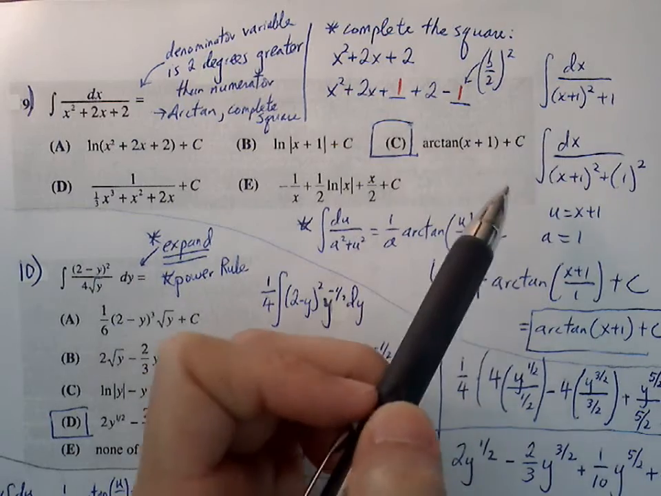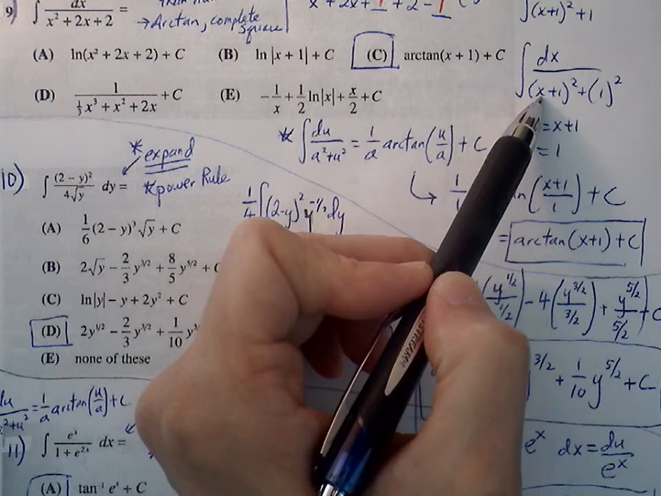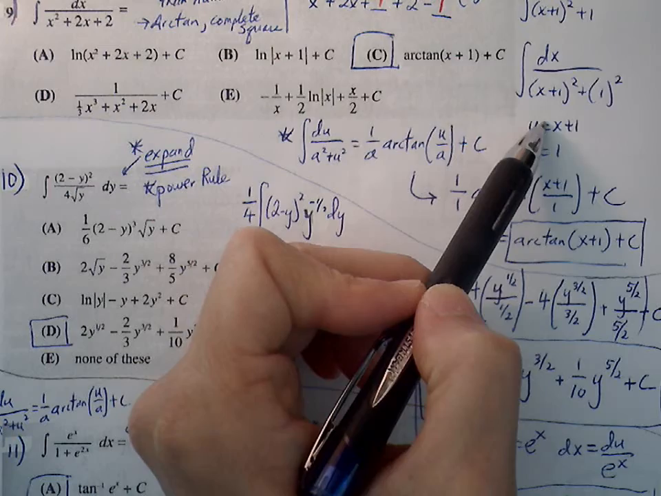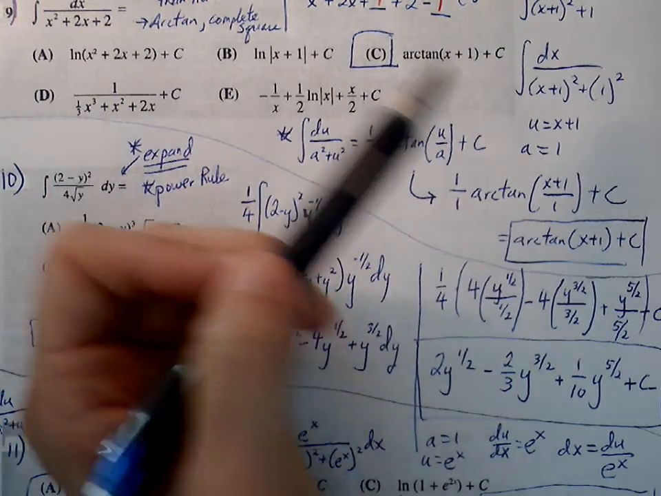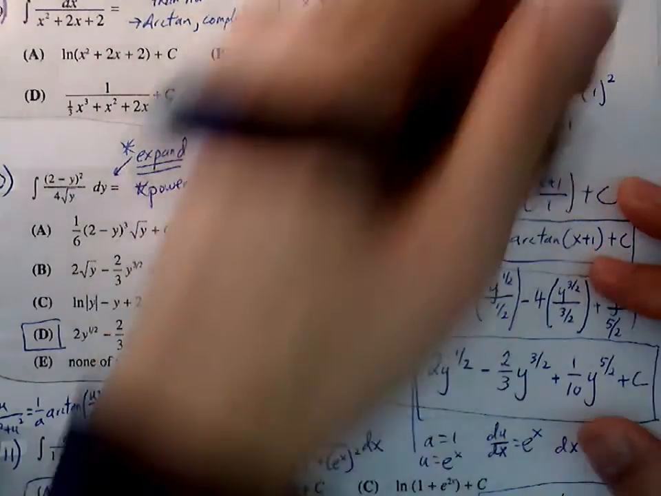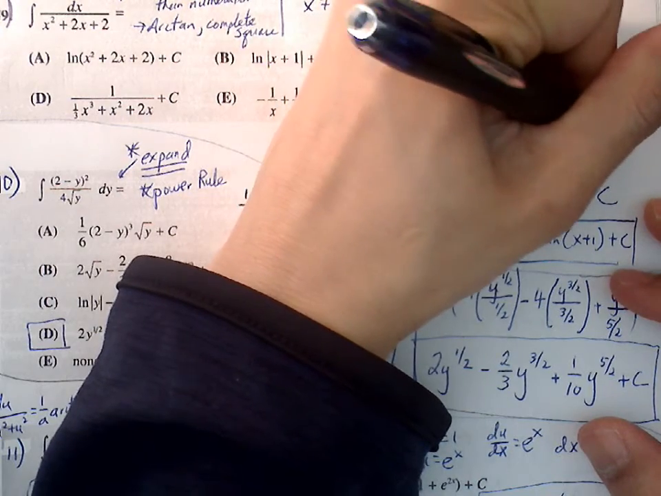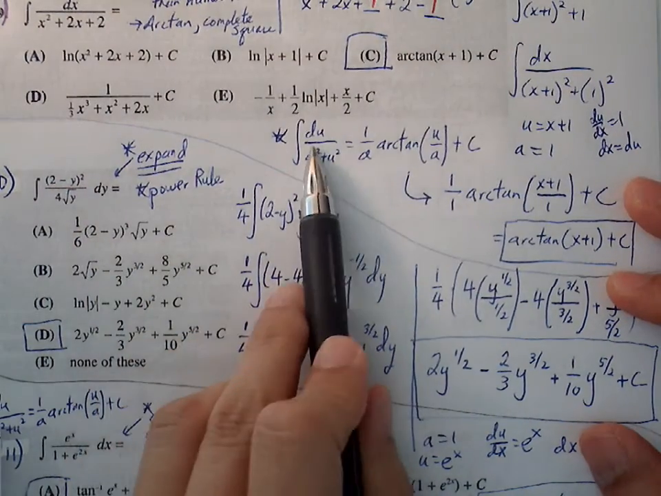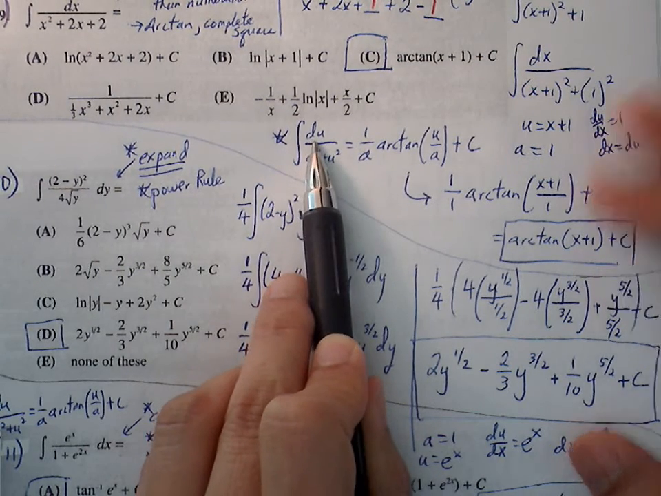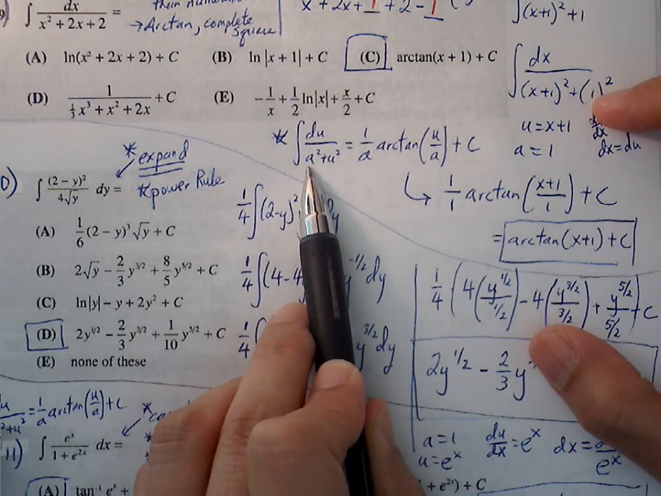That makes it easier for us to identify our u value being the x plus 1. Remember that the u value always has the variable in it, and the a value is always just the constant. So u value is x plus 1, our a value is 1. This matches. We find the derivative, du over dx is equal to 1, so dx equals du. We make our substitutions, and we get everything in terms of this form. Dx gets replaced with du, x plus 1 gets replaced with u, 1 gets replaced with a squared.